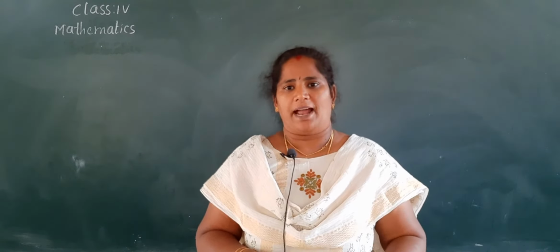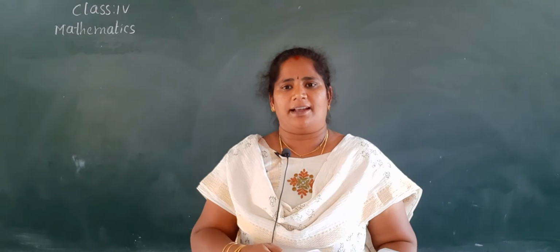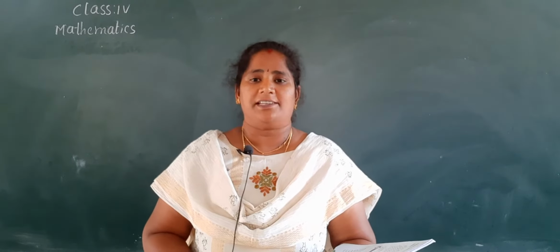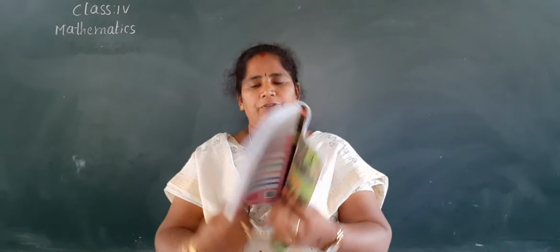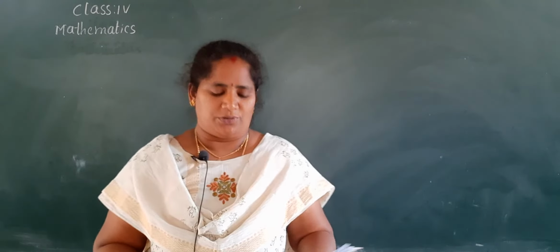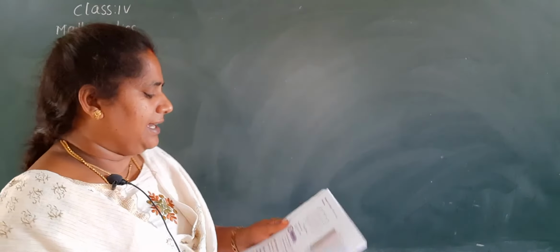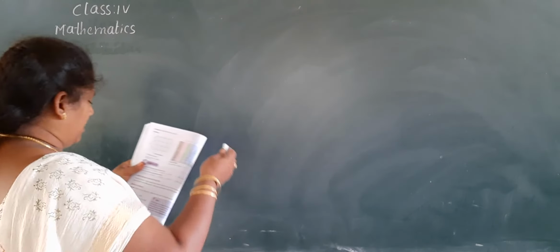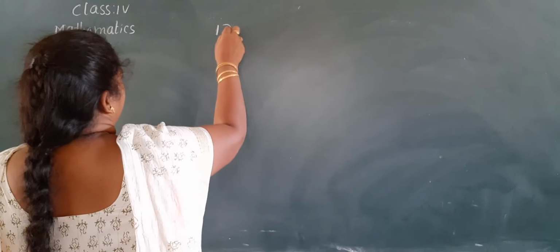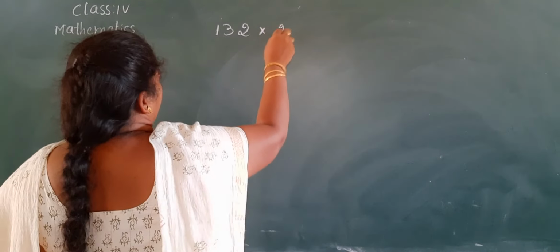You have to practice daily, then only can you understand easily how to do multiplication in the lattice method. The column method you know, but if you practice the lattice method well, it becomes very easy. Once again I will explain the lattice method, and after that we will go to the next concept. See here: 132 into 212.